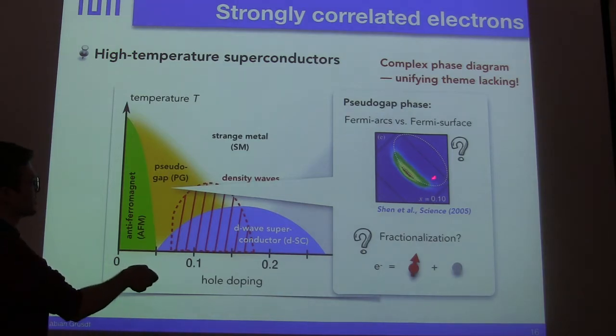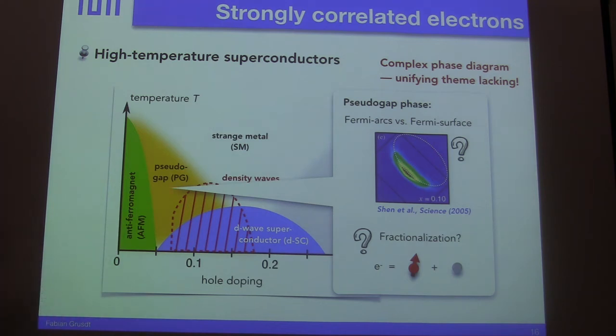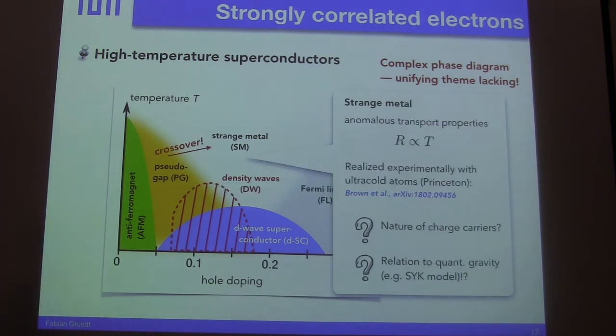I don't have time to go into this, but these are the puzzles that people are asking in this pseudogap phase. Okay, moving on, we find a crossover to a strange metal phase. A strange metal is characterized by some non-Fermi liquid transport properties. Basically, the resistance scales with temperature. I don't want to, again, go into details, just mention that in Princeton, Waseem Bakr has recently measured this. So that's also something that cold atoms can already access. And I'm sure we will see a lot more progress in cold atom experiments in unraveling what the physics of these phases is, and it's really not completely understood.